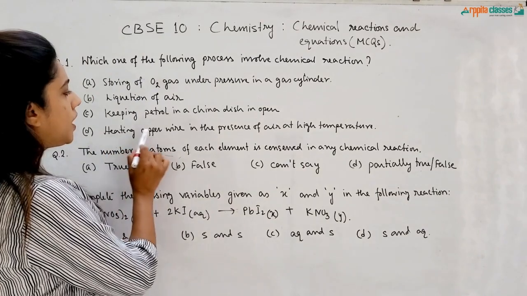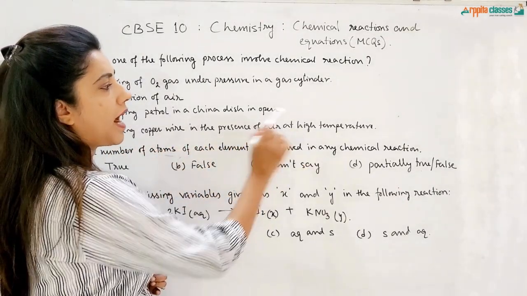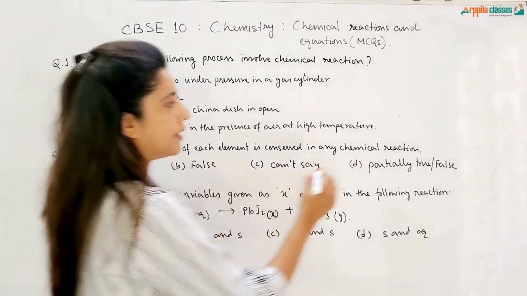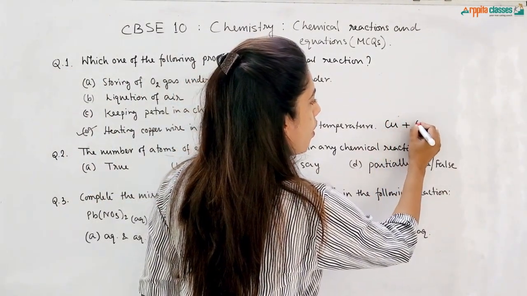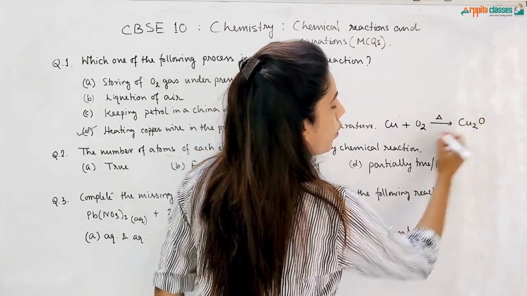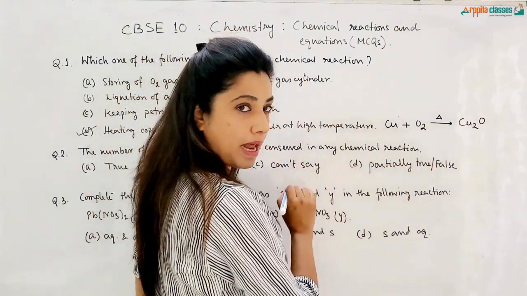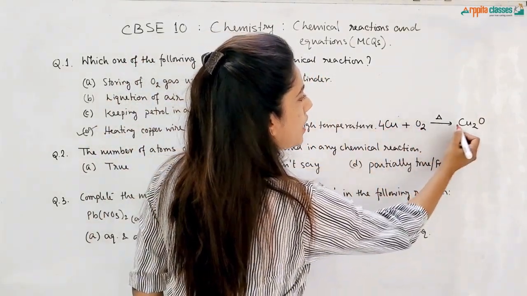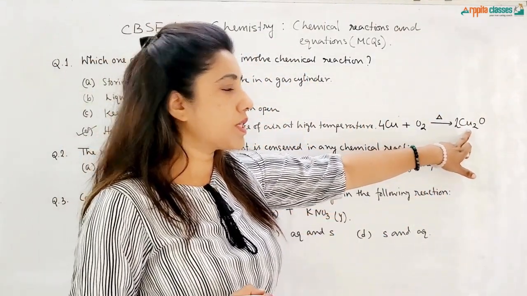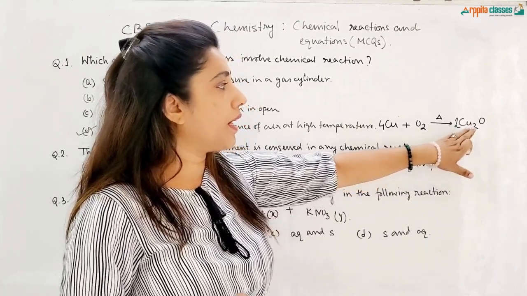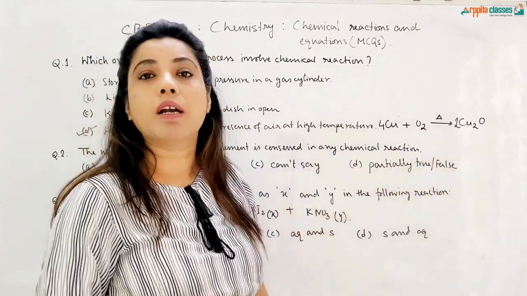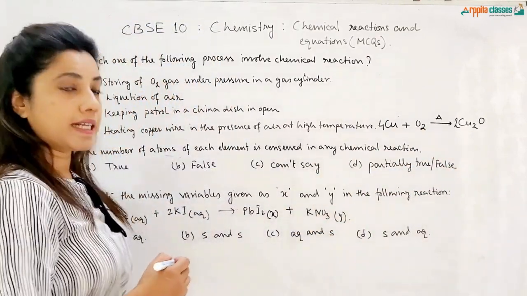And the last one is heating copper wire in the presence of air at high temperature. This is the right option because when you heat a copper wire in presence of oxygen at high temperature, we get Cu2O, copper oxide. If you want to balance this chemical equation, it will be 4Cu plus O2 will give you 2Cu2O. So we get copper oxide, which is black in color, and here we get a completely new substance with completely new molecular composition. So this should be the chemical change. Let us come to the next question.